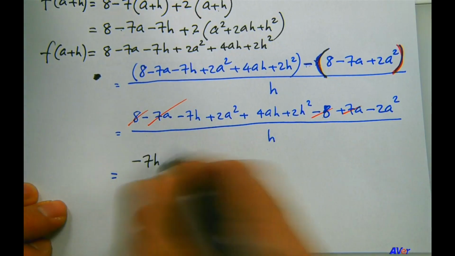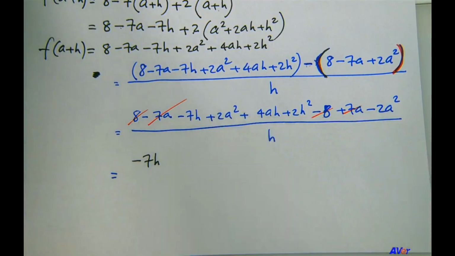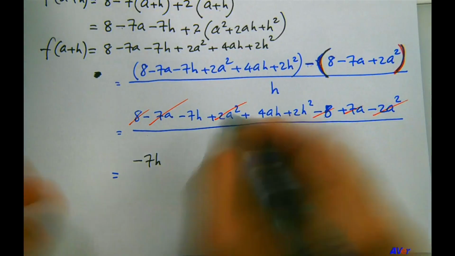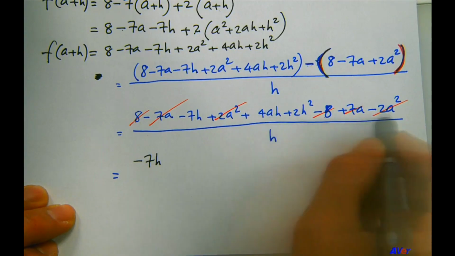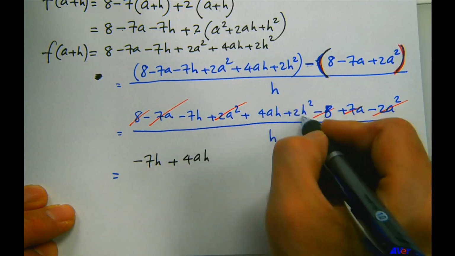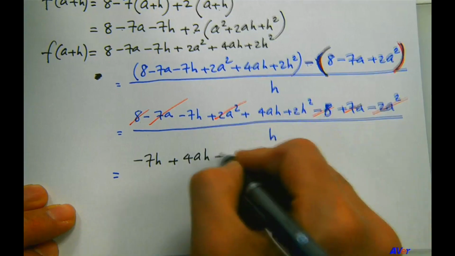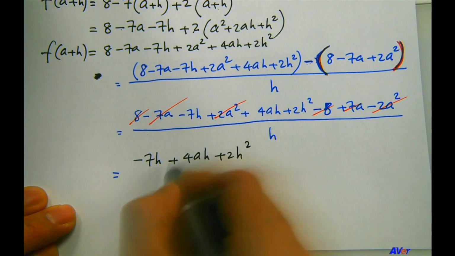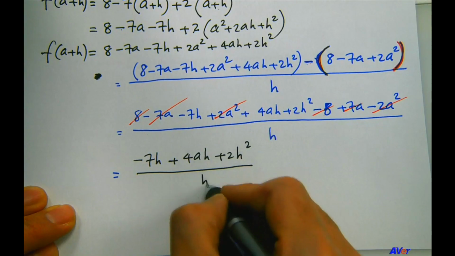Minus 7h. Do we have another a squared term? We do. They're equal and opposite. So this one and this one add up to 0. Do we have another ah term? No, we don't. So we need to write this down as it is. Do we have another h squared term anywhere? No, that's the only one. So plus 2h squared. We're done combining the like terms over h.